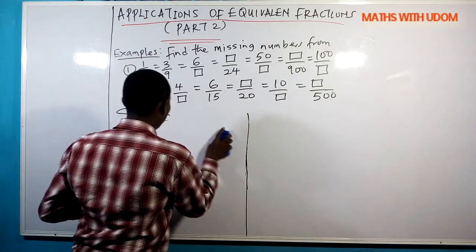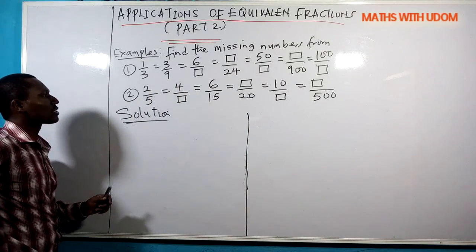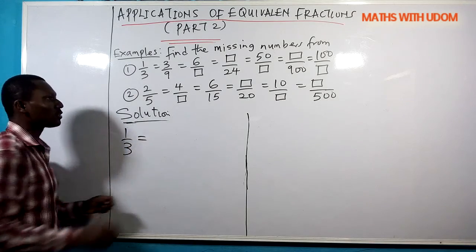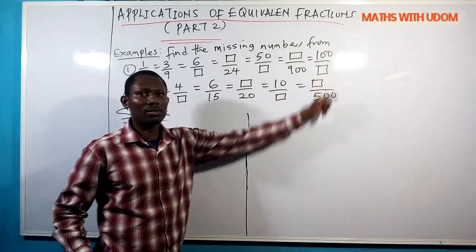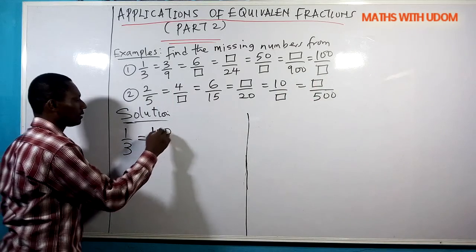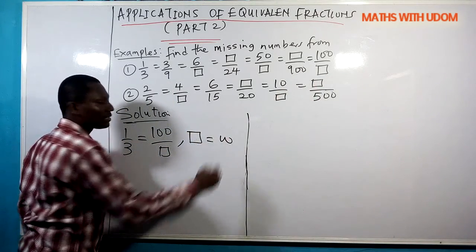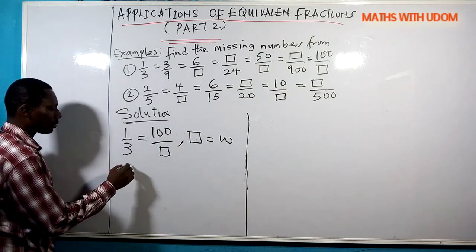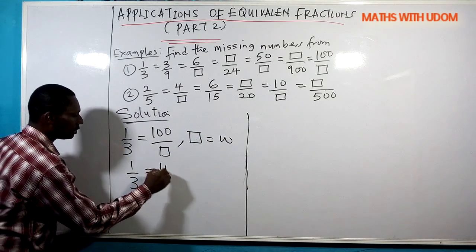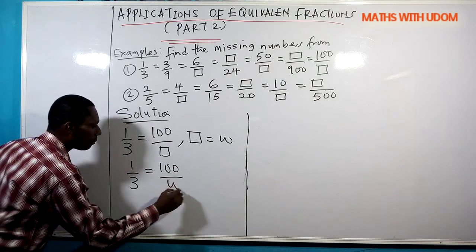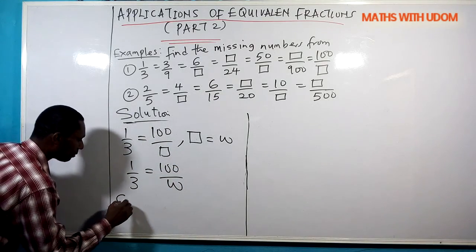Lastly, let's move to the last one. 1 over 3, which is a complete fraction, equate it with the last box, 100 over box. So let the box be represented by the alphabet W. So that will give me 1 over 3 equals to 100 divided by W. I'll put W there. Then I'll cross multiply.